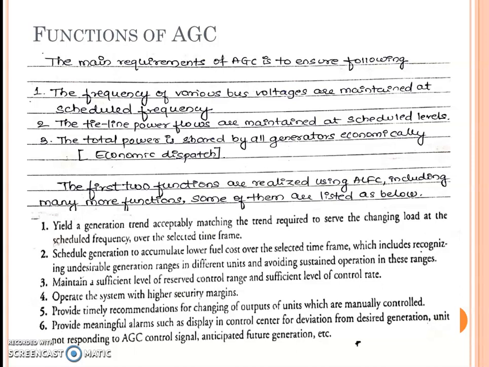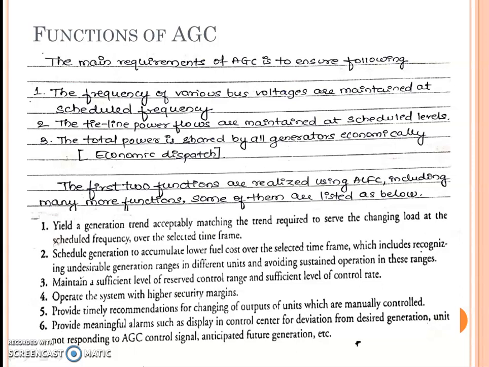The first two functions are realized using the ALFC loop, and it includes a number of functions which are listed here. First, it yields a generated trend acceptably matching the trend required to serve the changing load at a scheduled frequency over a selected time frame. That is another function of AGC. The second function is scheduling generation to accumulate lower fuel cost over the selected time frame, which includes recognizing undesirable generation ranges in different units and avoiding sustained operation in these ranges.